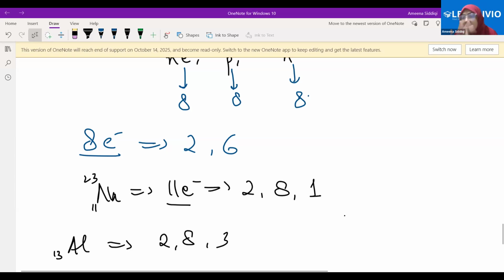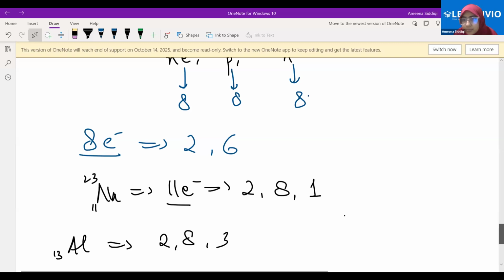We'll see what is the effect of the electronic configuration. But as of now, just understand if they are different elements, they will have different electronic configurations. Why? Because they're different atoms. They have different atomic numbers, different numbers of protons, and therefore different numbers of electrons. And if they have different numbers of electrons, the electronic configuration is different.